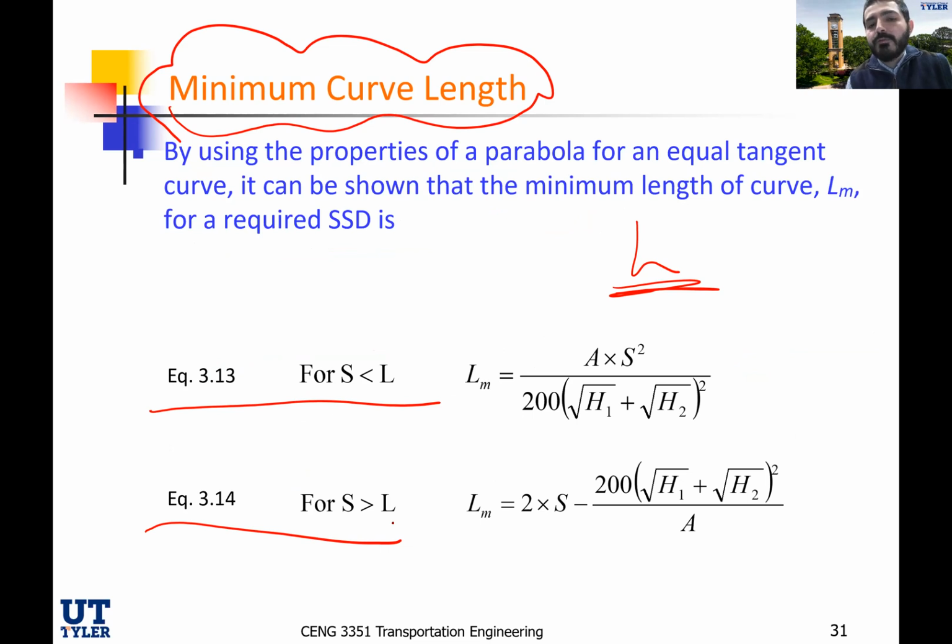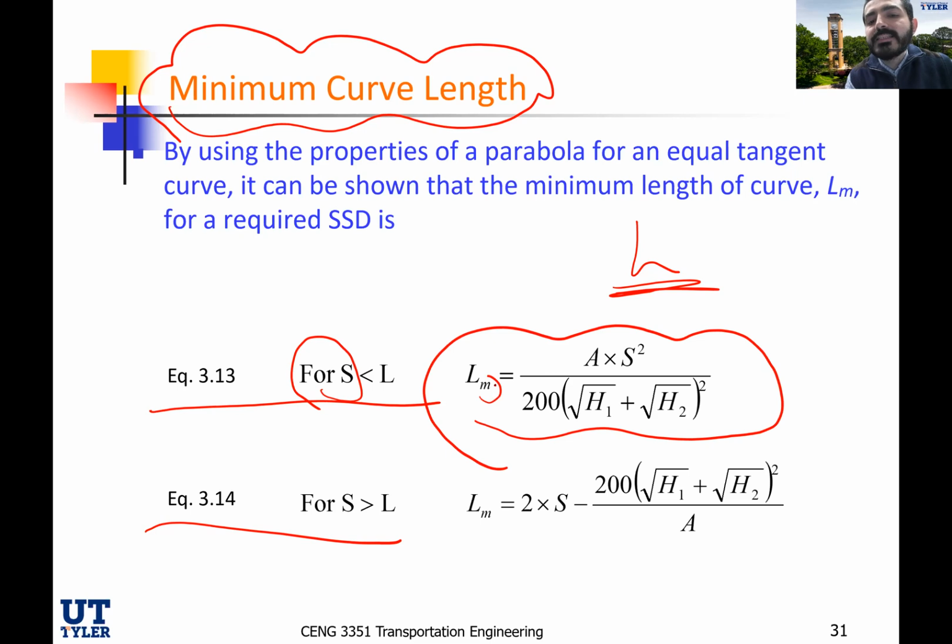Let's discuss the first one. If the sight distance is less than L, that means the length of the curve is way more than the required sight distance, you're going to use this equation to get the Lm. What's Lm? This is the minimum length. Remember, having a bigger length is actually good, but it might not be very economical. So you're looking at the minimum length of the curve, not to be too steep.